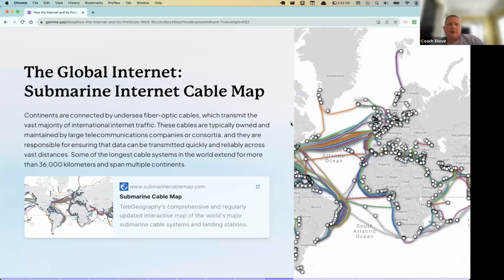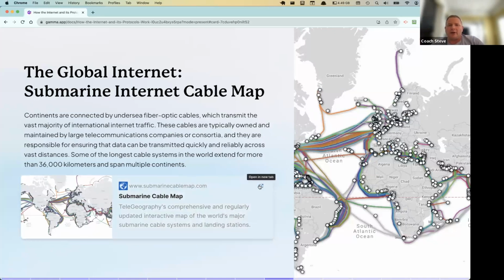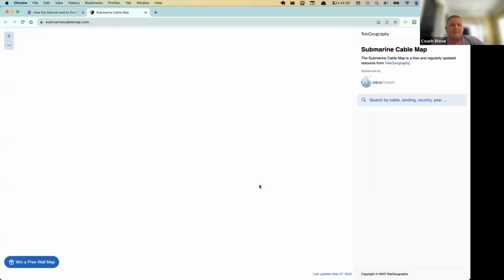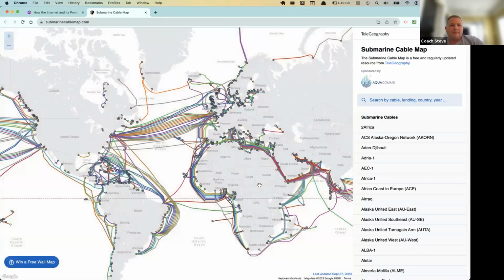Now, the global internet, what has truly made us a global community, is what is called the submarine internet map, right? So I'm going to click on this right here, and we're going to take a look at how the entire world is connected through undersea cables. And there you go. There is a map of every single undersea cable that connects these coastal network access points to other coastal network access points on different continents.